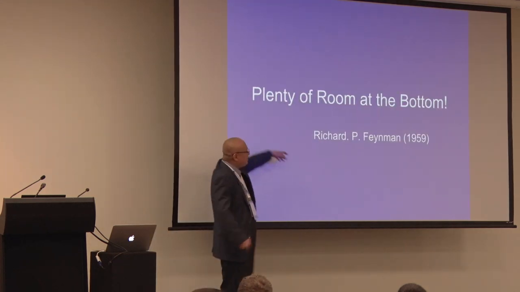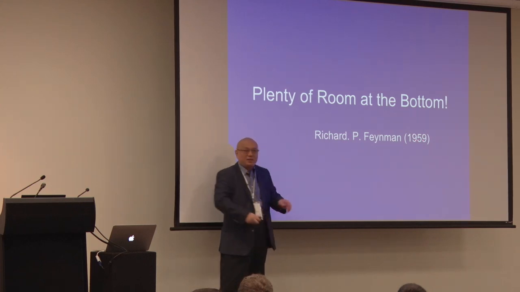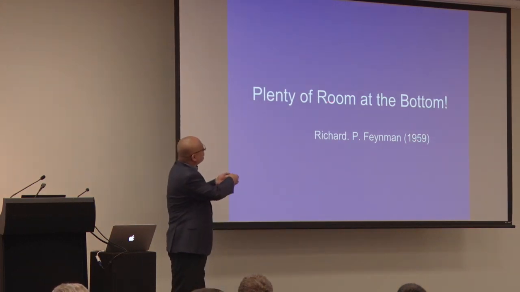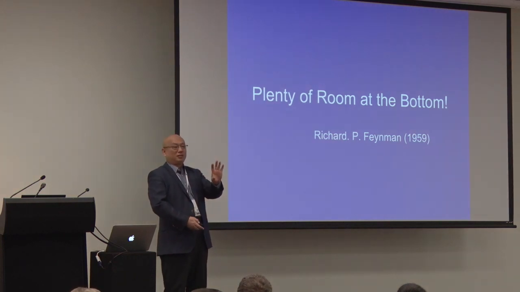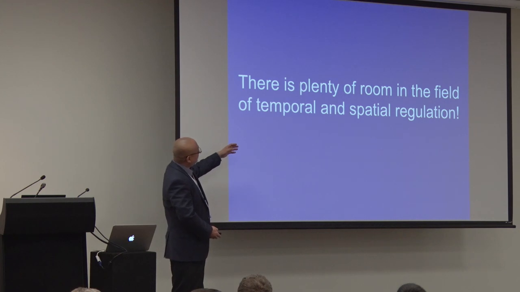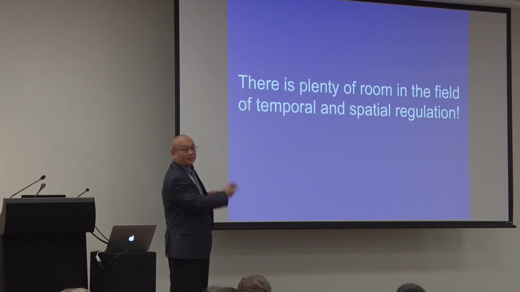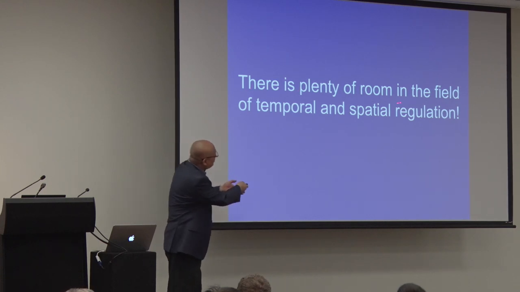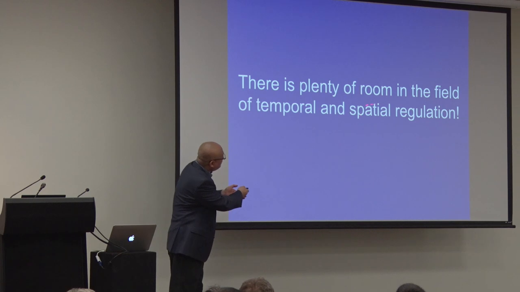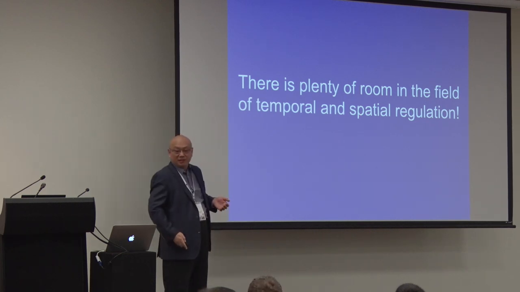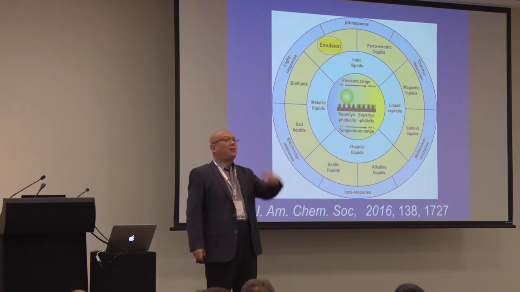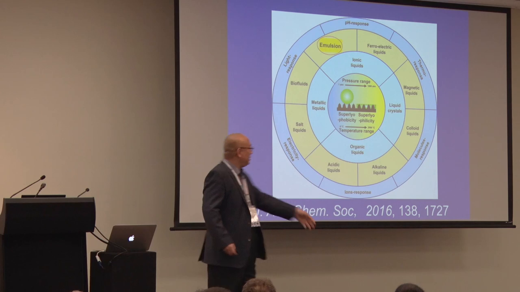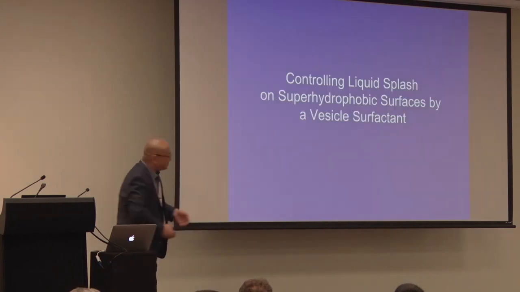Feynman, in 1959, mentioned that there is plenty of room at the bottom, indicating nanoscience and technology. I would say, last year, Lei Jiang talked about there being plenty of room in the field of temporal and spatial regulation. Okay, Professor Jiang, show us an example. Play time in your field. Let's do it. Okay?